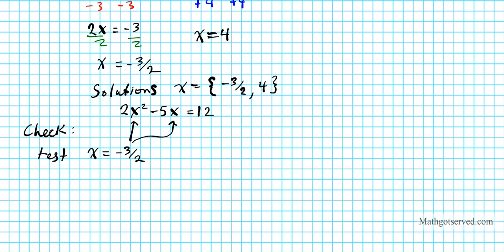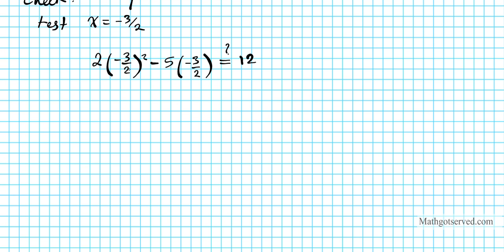Okay. So let's go ahead and do that. If we do that, we're going to have 2 times negative 3 over 2 squared minus 5 times negative 3 over 2. Is it equal to 12? All right. So we proceed. We're going to square this first using the order of operations. Exponent goes before you multiply. So you can have 2 times, if I square a negative, it becomes positive. If I square 3, it becomes 9. If I square 2, it becomes 4. So anytime you square, you have to square the numerator and the denominator. The power affects both, owing to the properties of exponents.